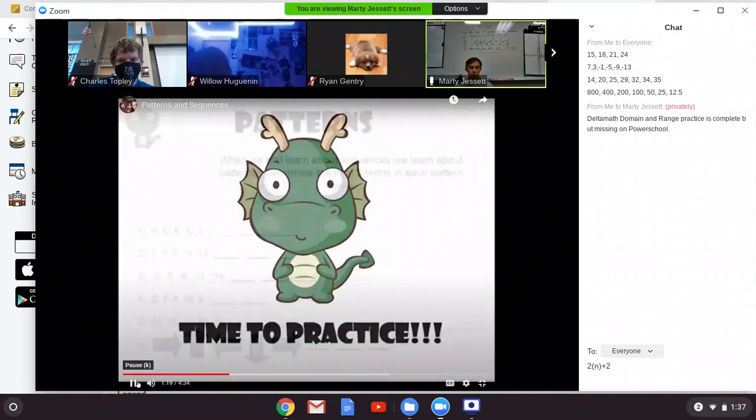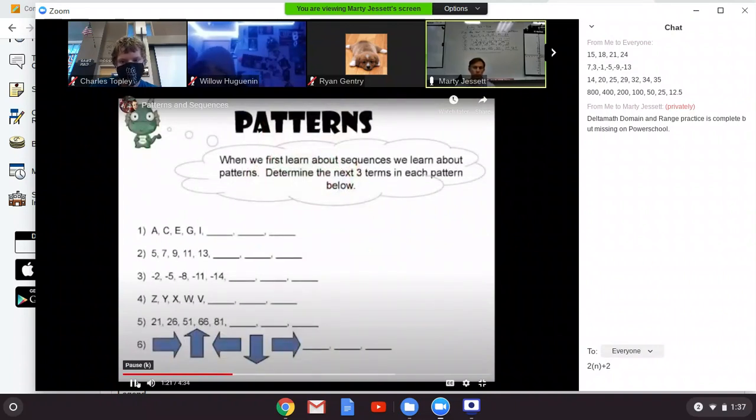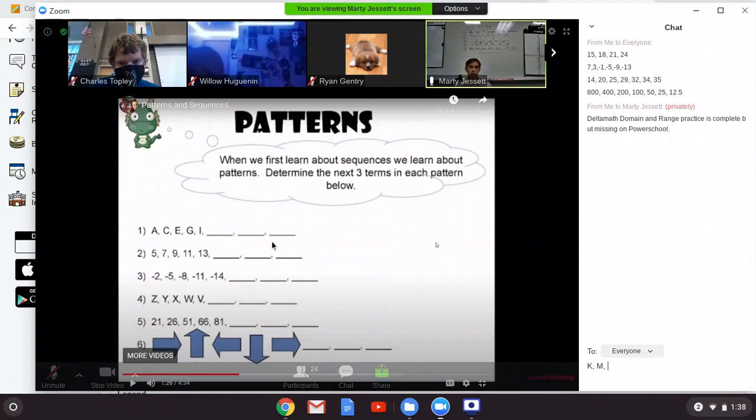Time to practice. When we first learn about sequences, we learn about patterns. Determine the next 3 terms in each pattern below. Okay, so I want you to take some time to write down 1, 2, 3, 4, 5, 6. Write down what would be the next 3 things in the pattern, just like we just did in the entry task. Some of these are alphabetic, some are numeric, some are visual, okay? Number 5, there is a typo in there. See if you can figure out where the typo is in number 5.